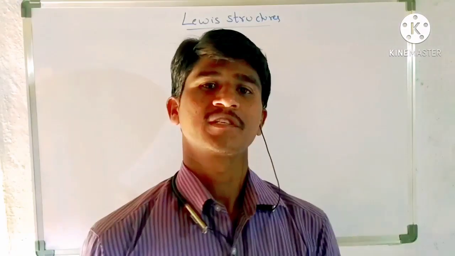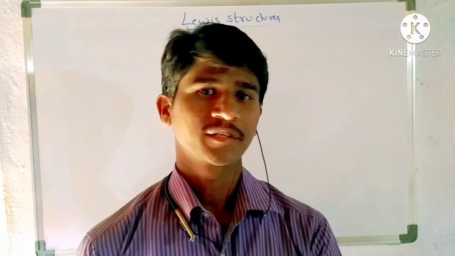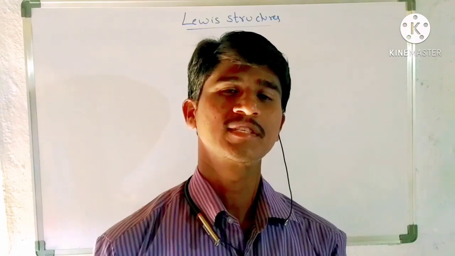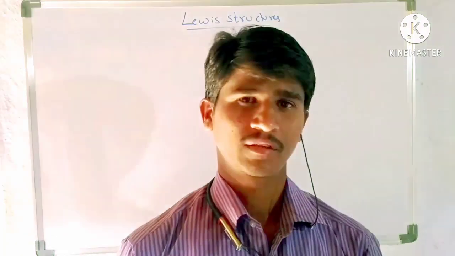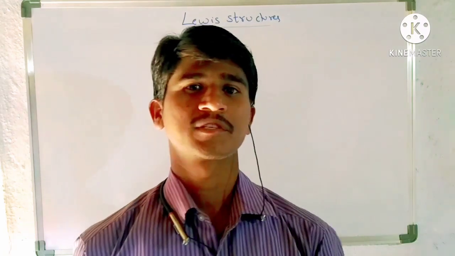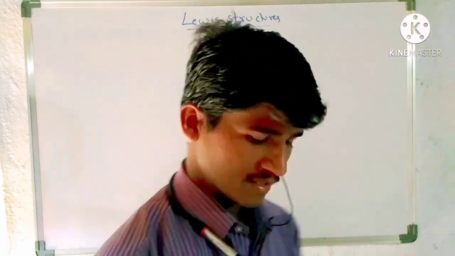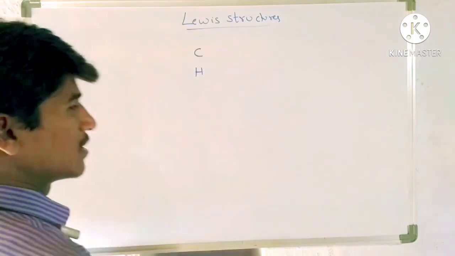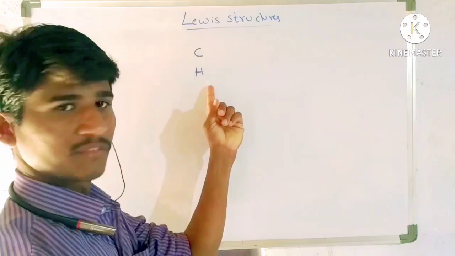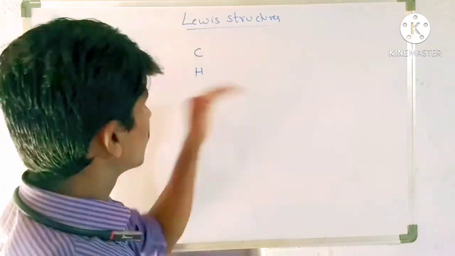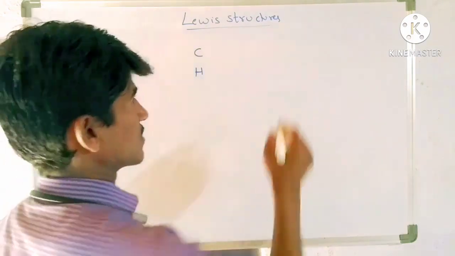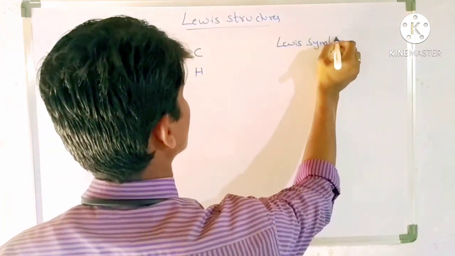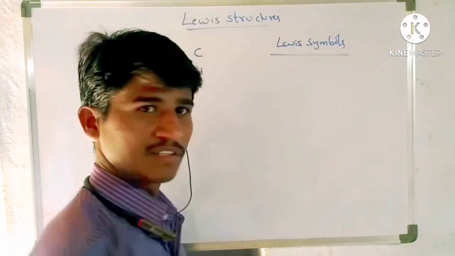Initially, to represent the molecular structure, they introduced Lewis structures. Before studying Lewis structures, we have to know what Lewis symbols are. We already know very well that a symbol is nothing but a shorthand representation of the name of an element. For example, the carbon symbol is C. The hydrogen symbol is H. Now, what is a Lewis symbol? Let us discuss Lewis symbols and how to represent them.